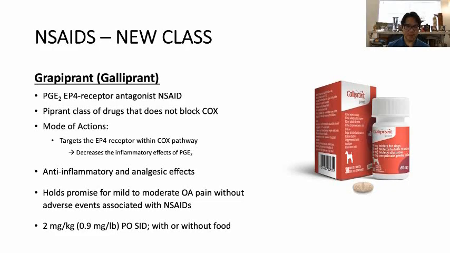Because of its anti-inflammatory and analgesic effect, it is promising for mild to moderate osteoarthritic pain without causing the adverse effects associated with NSAIDs. Dosing-wise, we usually give 2 mg per kg orally once a day, with or without food. In general, I do give it with food because one of the common side effects of grapiprant is vomiting or sometimes diarrhea. So giving it with food may help to prevent those side effects.